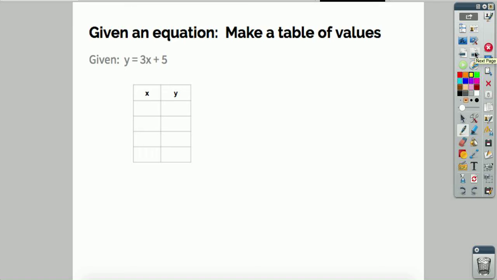So let's take a look here about making a table of values, and we have this given equation y equals 3x plus 5. So because of what we know about the 0 row, we know that the 0 row is the same as our b value, and our b value here equals 5. So I know that on my table I am going to have the point 0, 5.